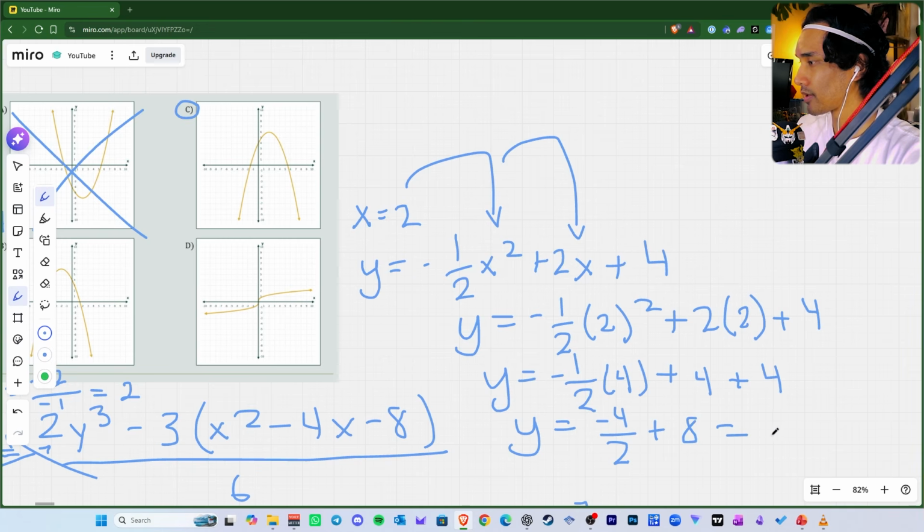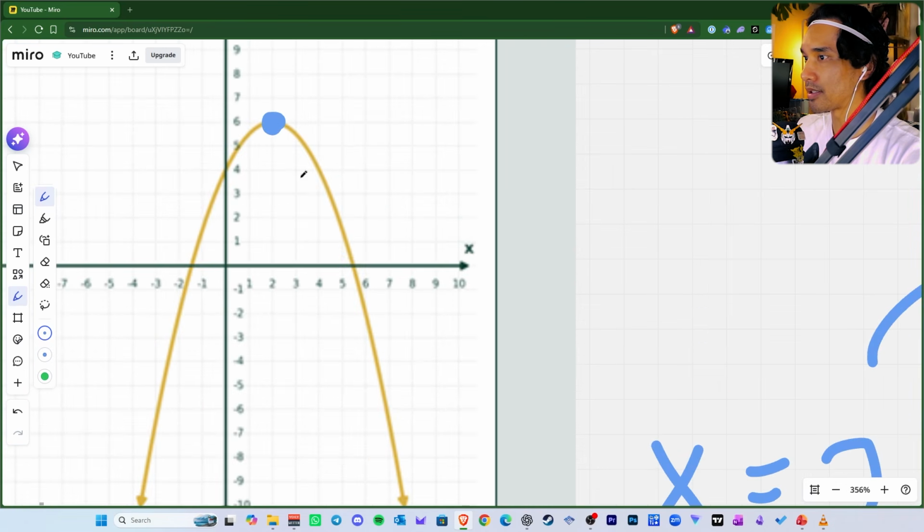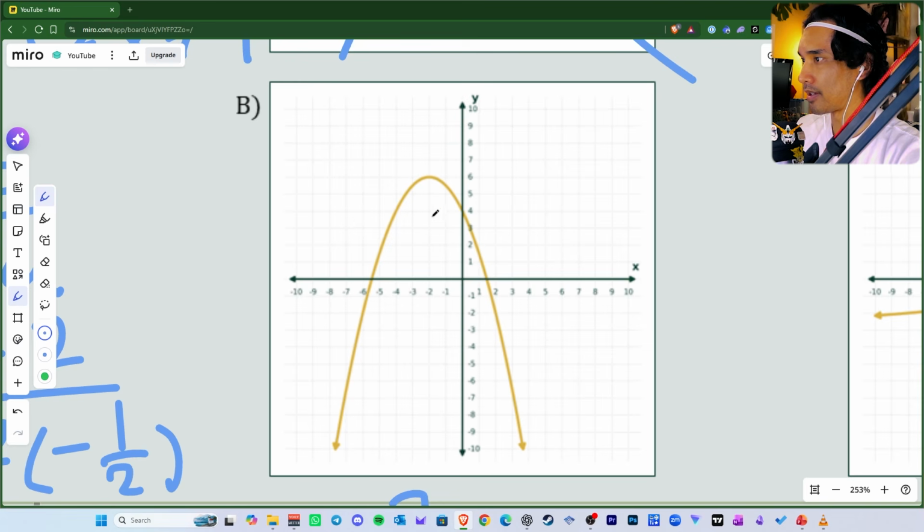And this equals, what's negative 4 divided by 2? That's negative 2, and then plus 8, giving me positive 6, giving me the ordered pair (2, 6). And if we go to our graph again, that confirms C, (2, 6), okay? And that's why this is wrong, because negative 2 is the x coordinate, and 6 is the y coordinate.